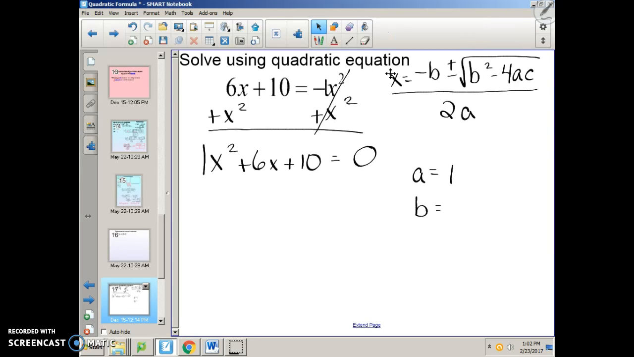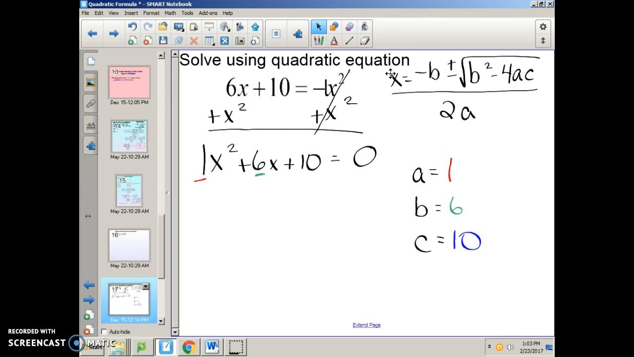So a is 1. Actually, let's color code this loveliness. A is 1. B is 6. Okay, I'm getting that from the equation. It's whatever is attached to those different pieces. A is always attached to x squared, B is always attached to x, and C is all by its lonesome because it's the constant. So that would be 10.